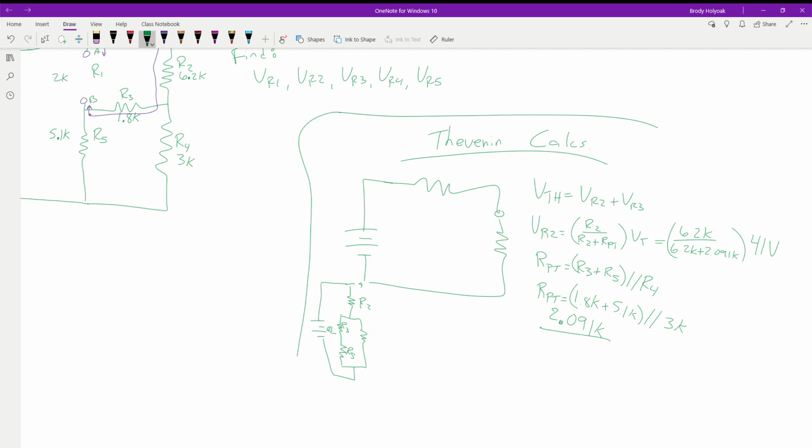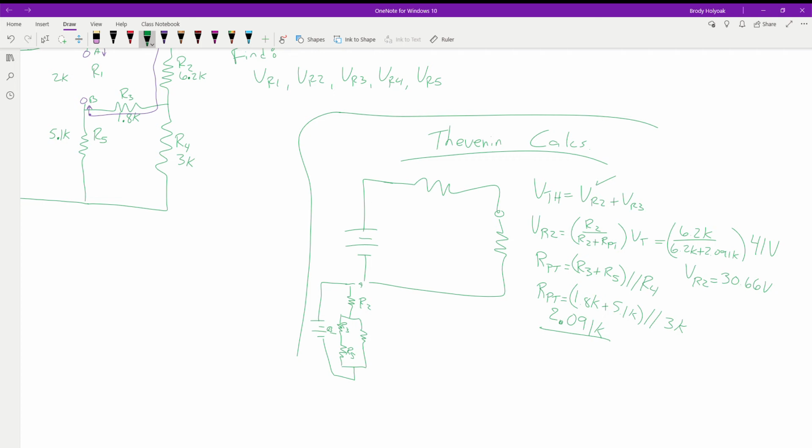So then the voltage across R2 is what? I got 30.66. Okay. That's just the voltage across R2, because I remember our V Thevenin is VR2 plus VR3. So that's just the first part of solving for V Thevenin.